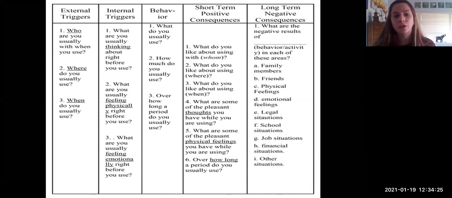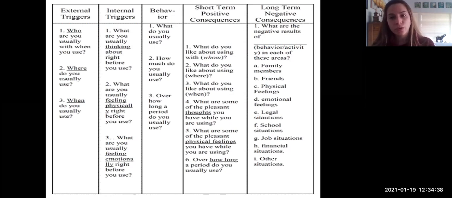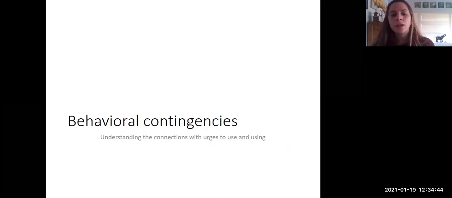This is an example of a functional analysis. This is just a worksheet that you could spend a session doing with a patient that helps them identify the external and internal triggers, and then those positive and negative consequences, which is really helpful for people to start to think through, oh, how is it affecting me in the way I want it to? And how is it affecting me in the way I really don't want it to?